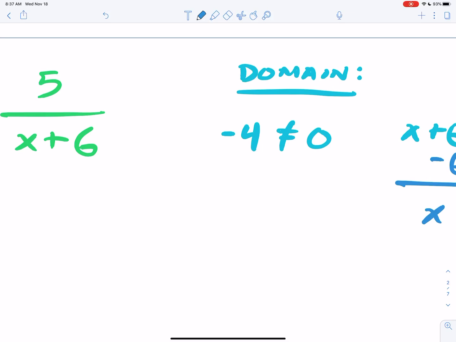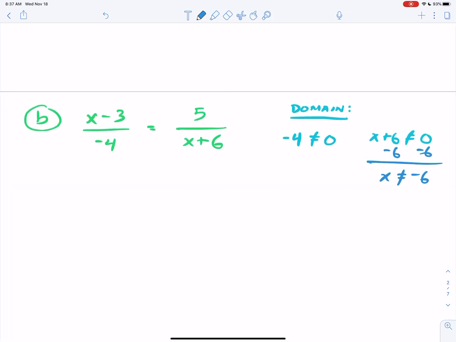-4 cannot be 0. That's what it says, right? If you think about it, that's called a constant because there are no variables next to it. So we don't have to worry about -4 becoming a 0 because -4 will always be -4. But when you have variables in the denominator, you got to watch out for that. So the only restriction here is that x cannot be -6. So I'm going to highlight that. We'll come back to it later if we need to, okay?